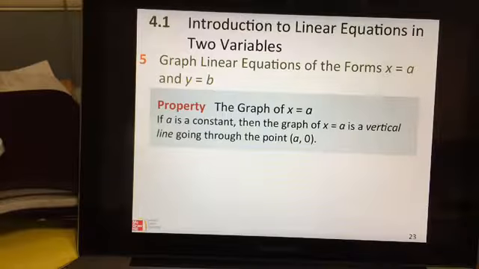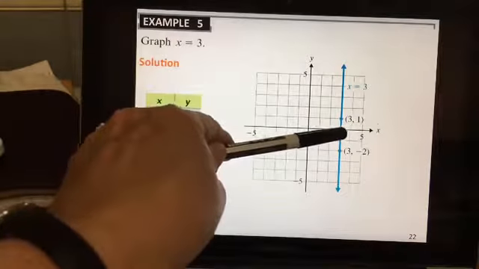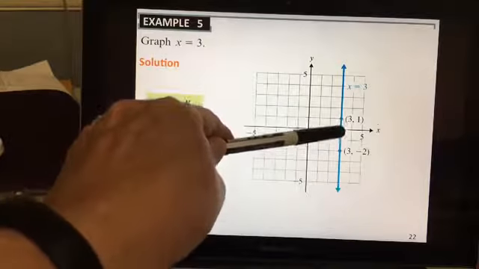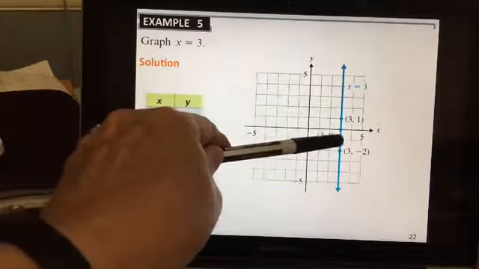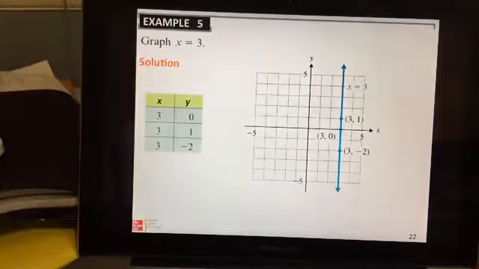Okay, so the graph of x equals a. If a is a constant, then the graph of x equals a is a vertical line going through the point (a, 0). All right, so it is crossing at (3, 0) is what they're saying here. The point (3, 0) is one of the points.